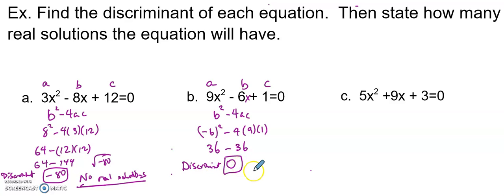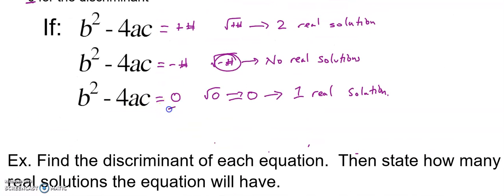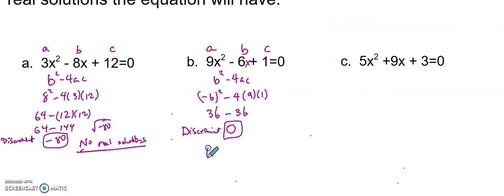is 0. Well, for my rules up above, if I get a discriminant of 0, I know there's only one real solution. So this problem only has one real solution. And we're going to look at why later.